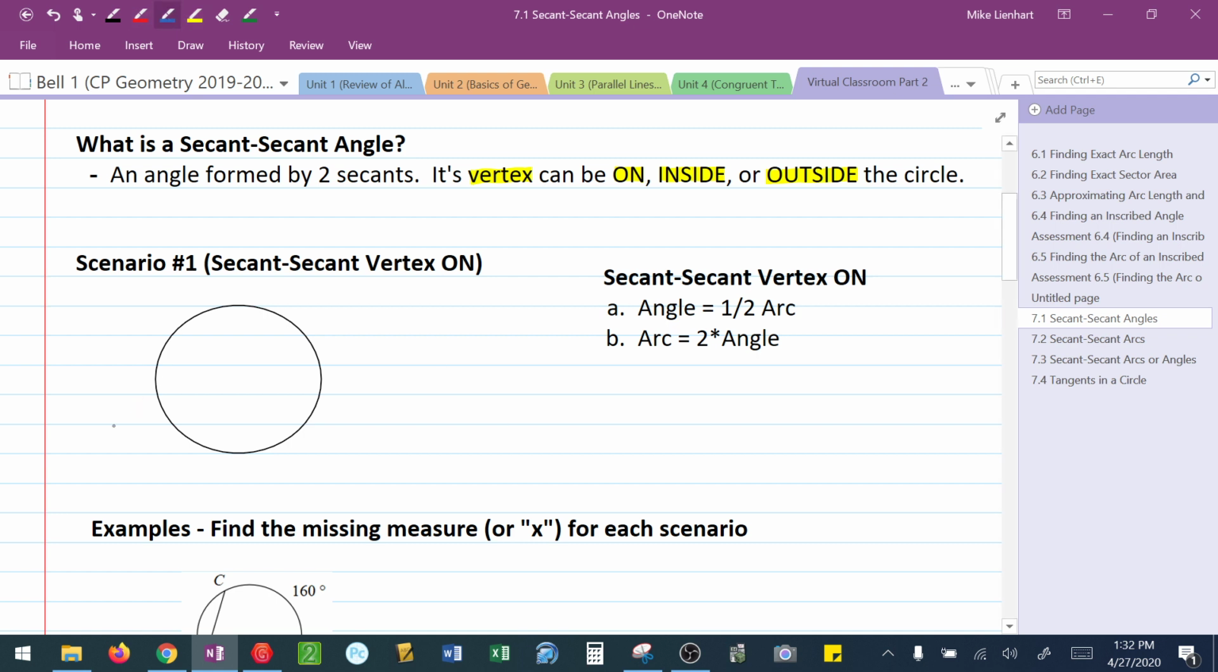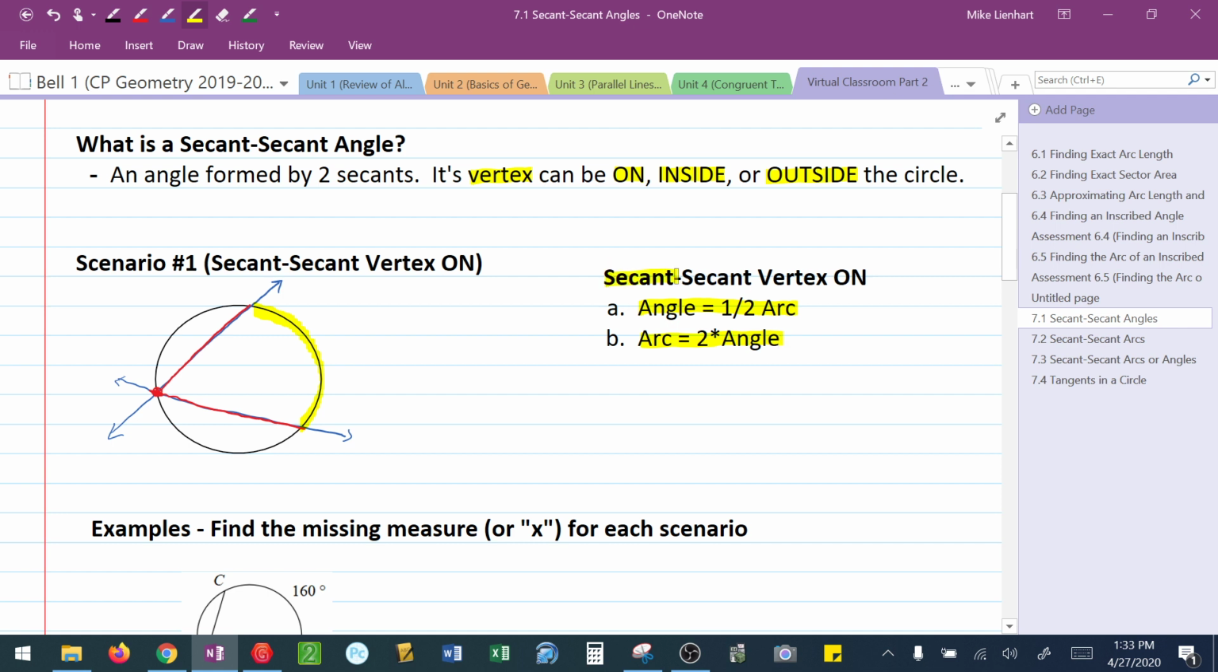So I have a scenario that basically is going to look something like this. I have a secant and another secant that have a vertex on the circle. Well, if you look at this secant scenario with the vertex on, we've already studied this. This is known as an inscribed angle. If I just look at its segments, you can see by that red outline there the inscribed angle. And what do we know about an inscribed angle? We know that an inscribed angle has an intercepted arc, and we know that the angle is half the arc, or conversely, the arc is 2 times the angle.